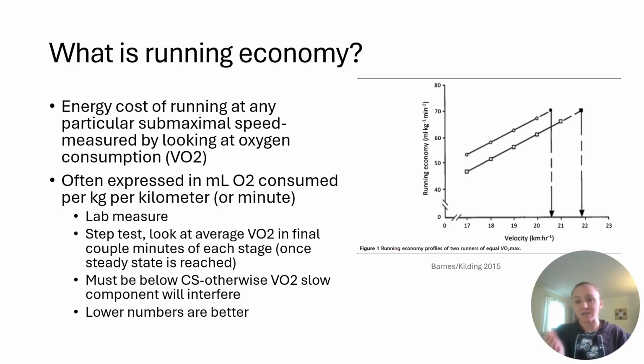Lower numbers are better. We want to be using less oxygen at any given run speed. It indicates using less energy and being more efficient. This table looks at two runners who both have a VO2 max of about 70 milliliters per kilogram per minute. One runner is a little bit less efficient: this runner taps out at about 21 kilometers per hour at that 70 milliliters per kilogram per minute. Runner 2 is more efficient. They can get up to 22 kilometers per hour at that same VO2. So in a maximal effort like a mile race, runner 2 would be winning because they're more economical.